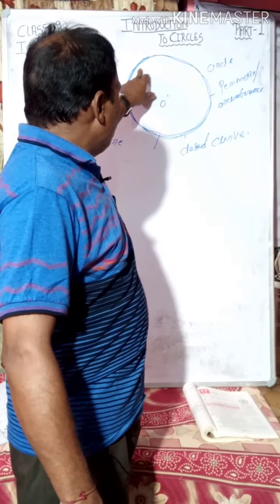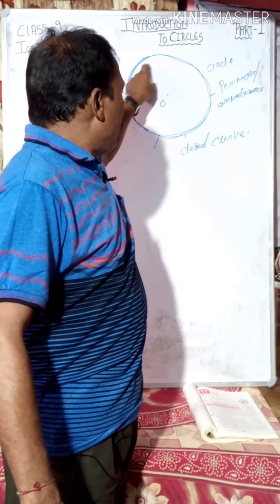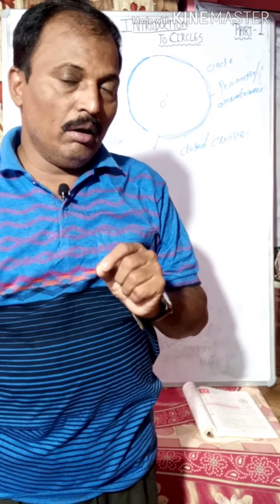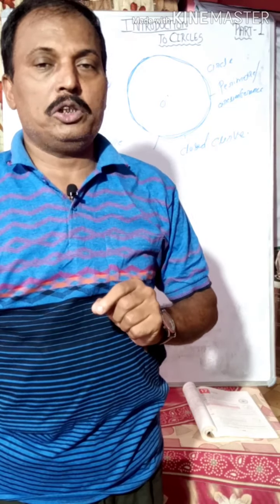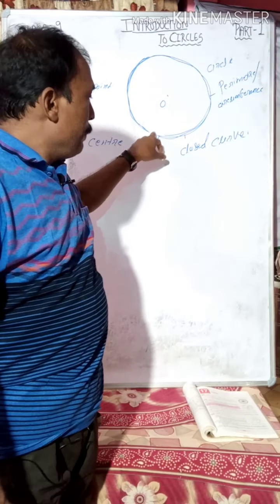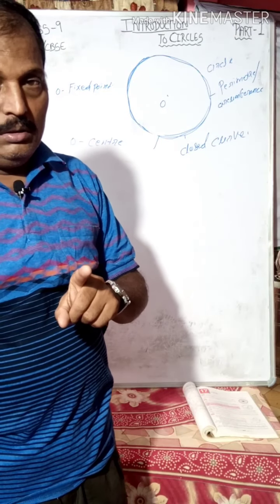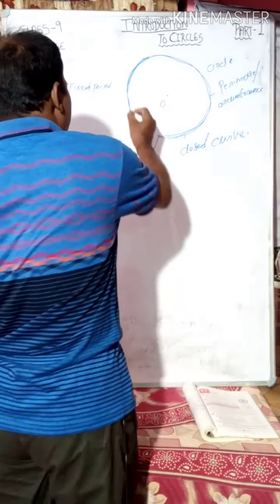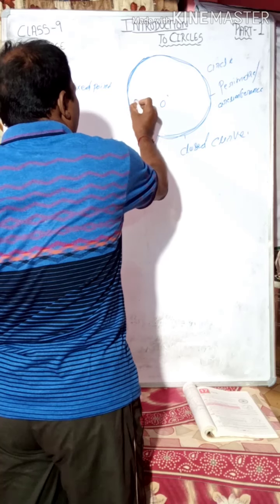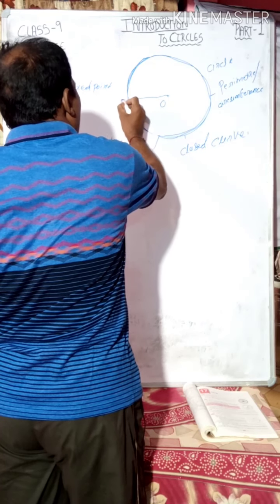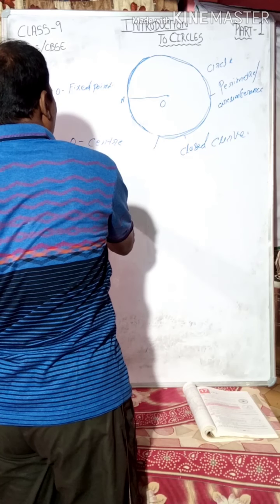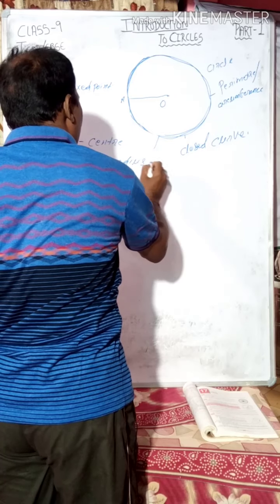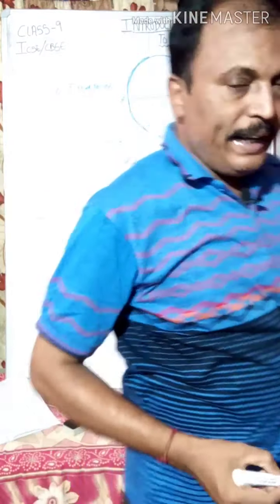Now in this closed curve, how many points are there? There are unlimited points on the circumference of the circle. The circumference consists of so many points. Take every point of the circumference to the fixed point. Suppose this is OA. What is OA? OA is the radius of the circle.